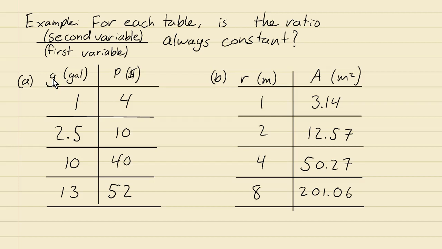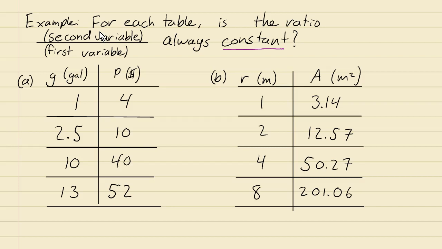G is the number of gallons you might buy at a gas station. So if you buy 1 gallon, then P will be the price, which is $4 here. And the second table shows you the radius of a circle, and this is the area of that circle. And we just want to see, is the second variable divided by the first variable the same? That's what it means to be constant here, it means that ratio, that fraction, will always come out to the same result. So you can try this yourself, or I'll do it here.